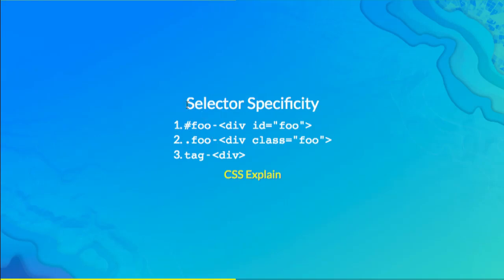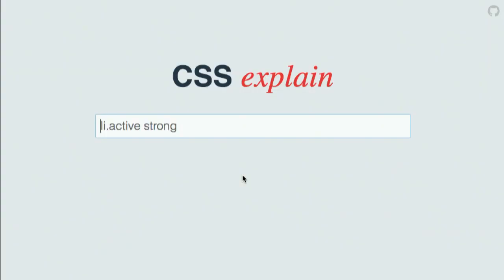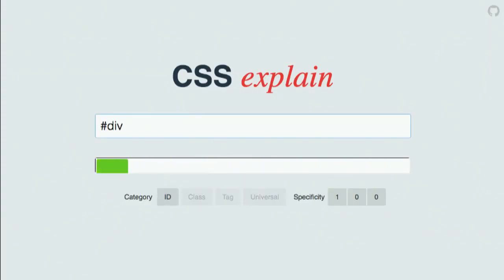So these are kind of how they look in your CSS. Hashtag foo would apply to div ID foo, dot foo would apply to div class foo, or you can just use div. And there's a handy website, which I really like, called CSS Explain. And it lets you type in any CSS selector, and it shows you how specific it is. So in this case, div has a really good specificity. It comes in as green because I specified it as an ID.